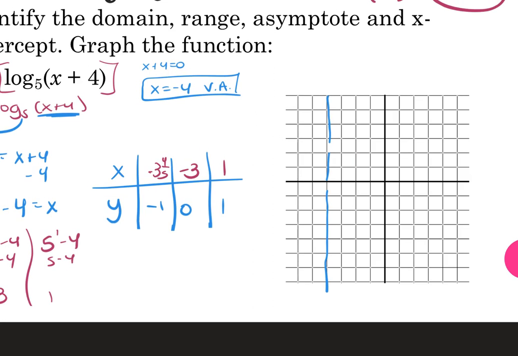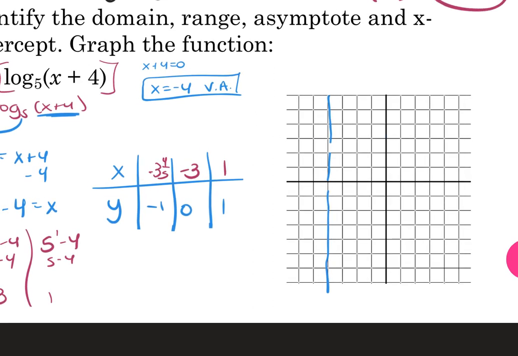And then I plot my coordinate points: negative 3 and 4/5, negative 1; negative 3, 0; and 1, 1. It's going to hug the right side of my vertical asymptote and point on towards the right.